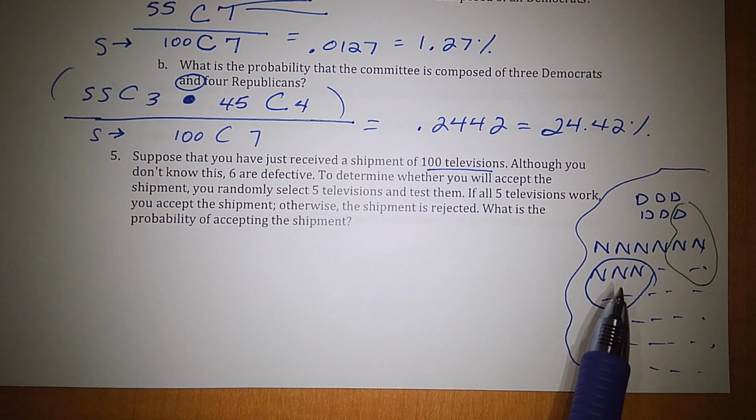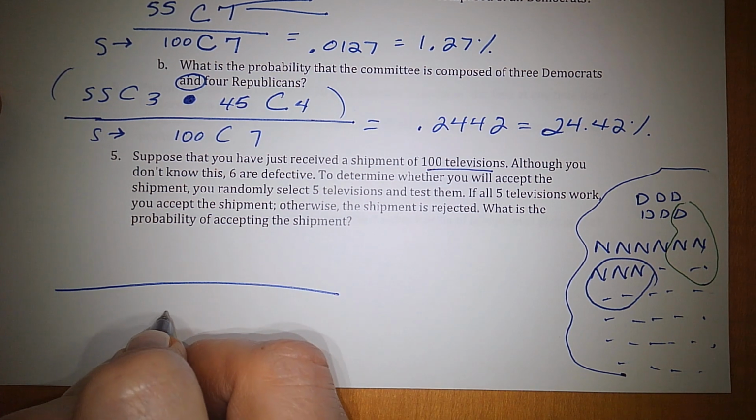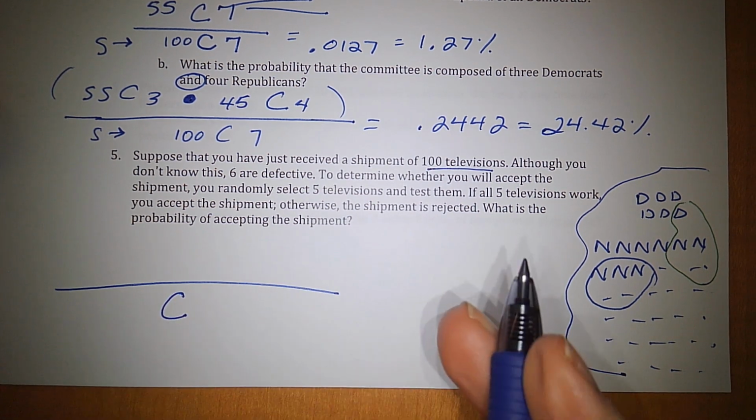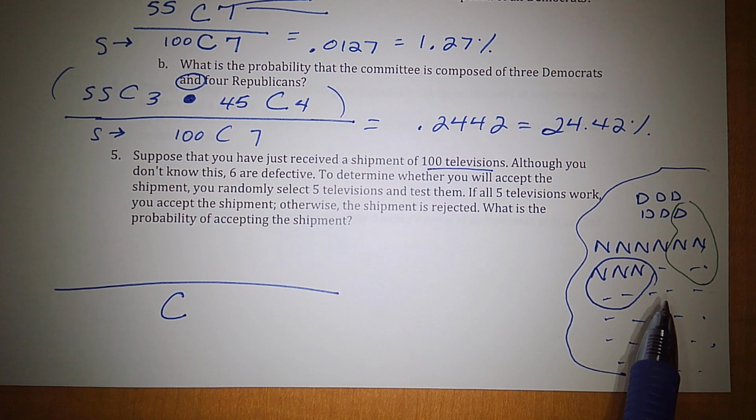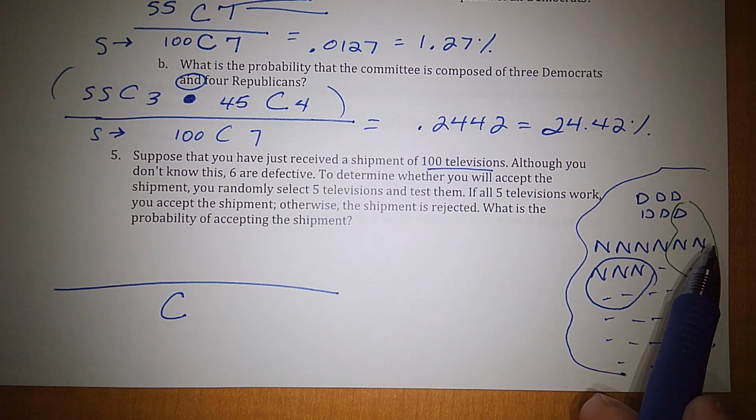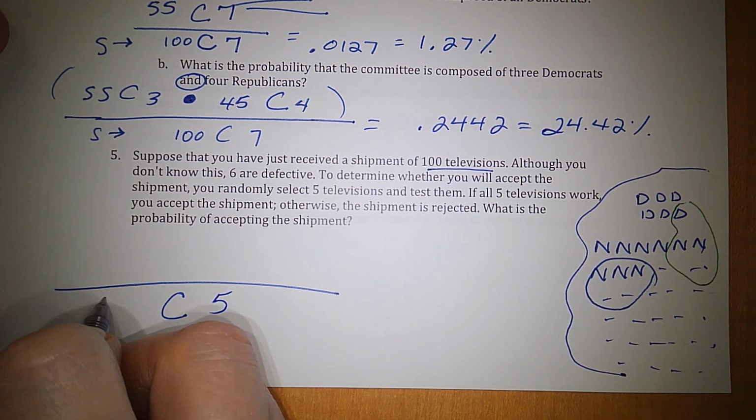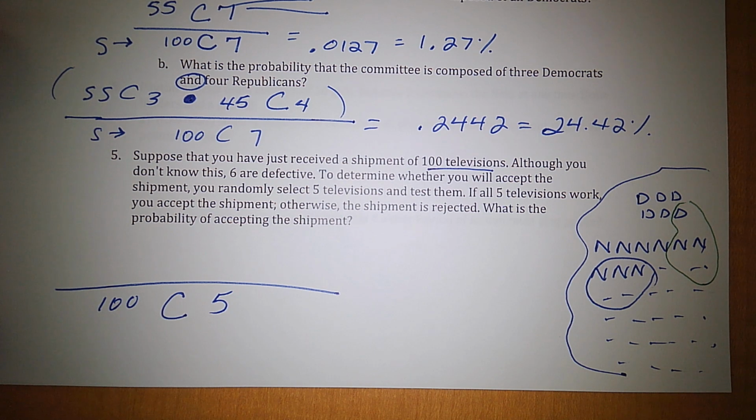The only way I'll accept the shipment is if all of them work. So in the denominator, it's a combination. I don't really care about the order in which I test the TVs. Regardless if the first one's the defect or the last one's the defect, I'm still going to reject the shipment. So the order does not matter. So it's a combination, and I am going to select 5 out of the shipment of 100.